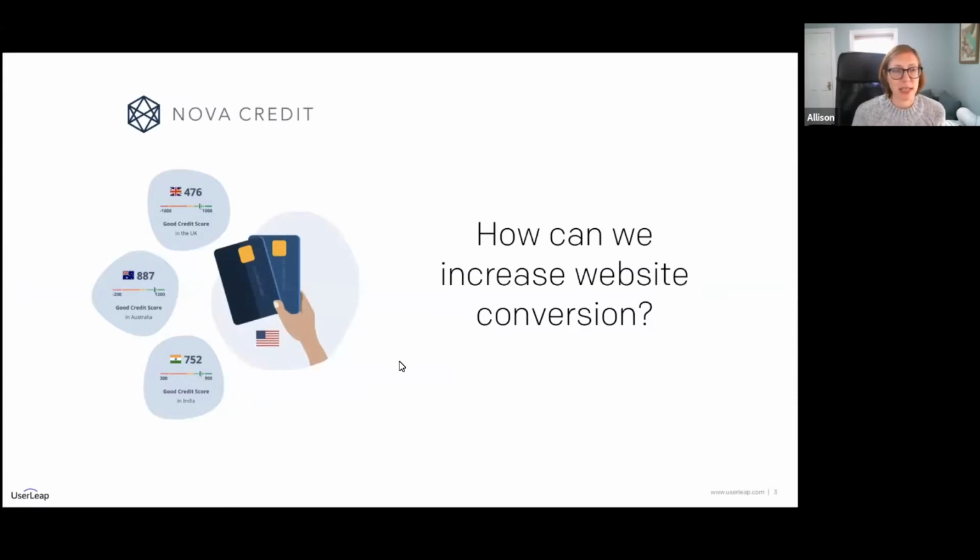Nova Credit is a fintech company. They do a pretty interesting thing. They help new immigrants to the United States build their credit by helping them apply for and get accepted for credit cards in the United States. This is something I didn't know before I worked with them, but when you are a new immigrant to the United States, no matter what kind of credit history you have in your home country, until Nova Credit came along, you were starting from scratch. It could be really difficult to apply for a loan or get an apartment or whatever it might be. Nova Credit comes in to fill the gap there.